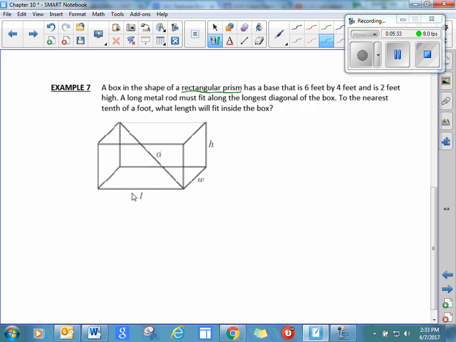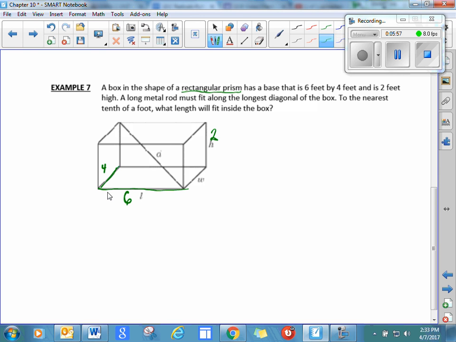They give you some information. So they say the base is 6 by 4. So this is 6, the base of this prism, and then this is 4. So that's the base of our prism, and it's 2 feet tall. So we know the h, the height, is 2. You can write it on any side you want, really.